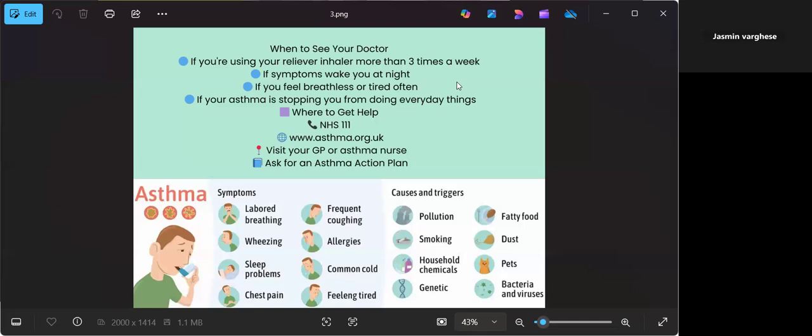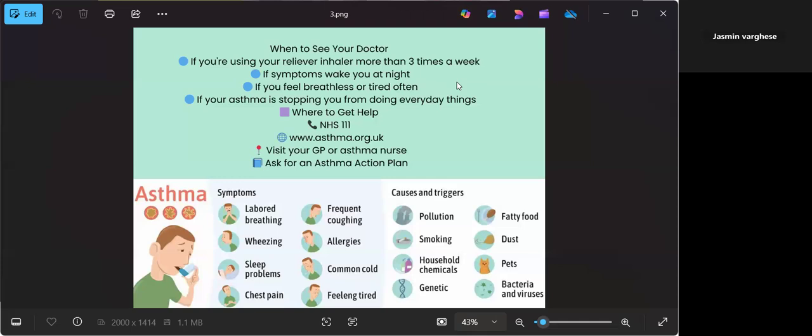Instead of writing etiology, you can write triggering factors of asthma, then how asthma can be treated, and then you can write an action plan with a catchy heading like when to see your doctor. In that section, you have to add some very informative points, like if you are using your reliever inhaler more than 3 weeks, if the symptoms wake you at night, if you feel breathless or tired often, if your asthma is stopping you from doing everything, and where to get help.